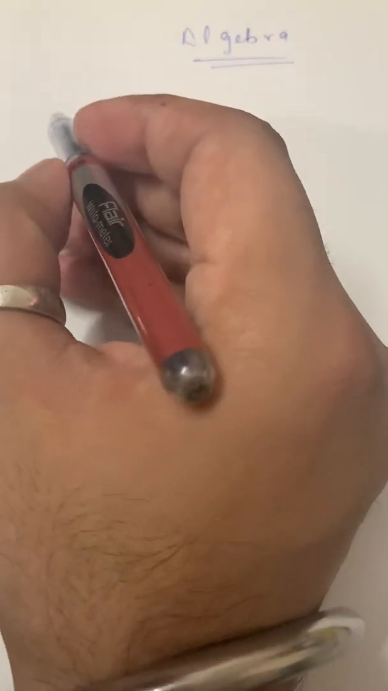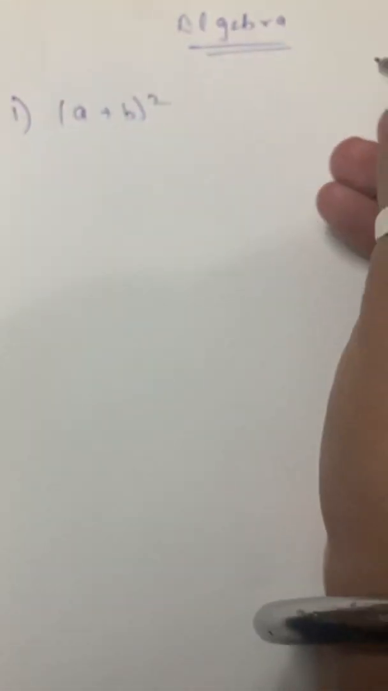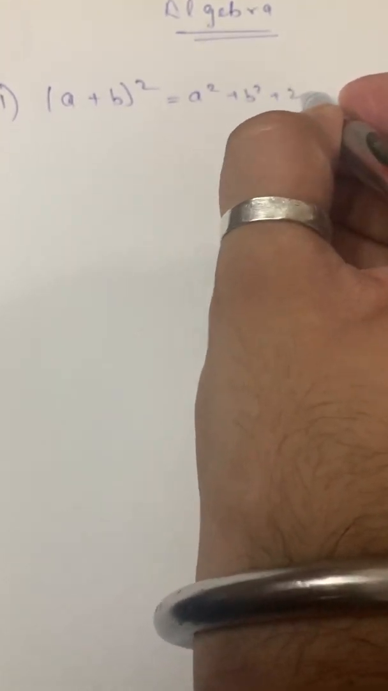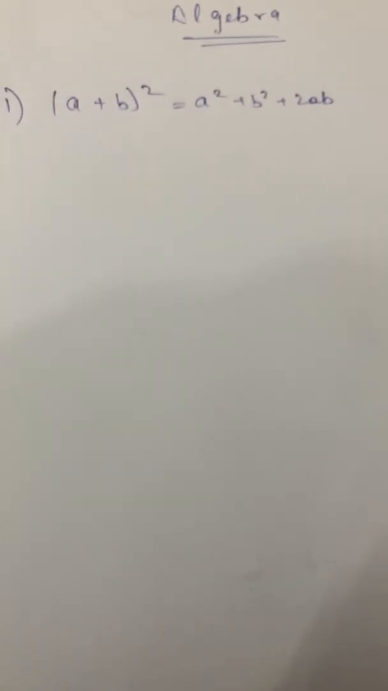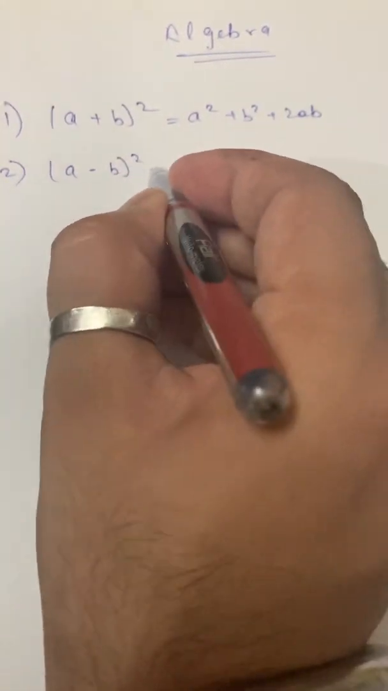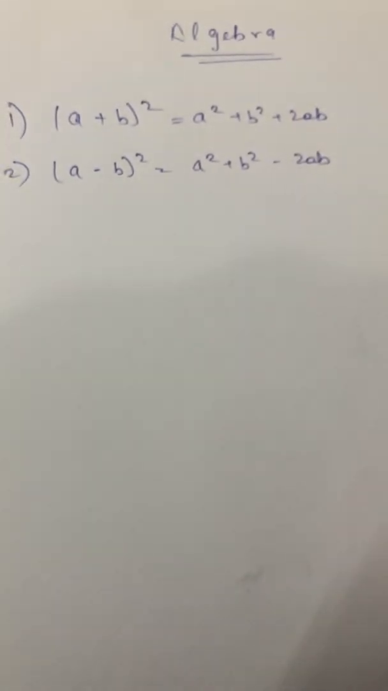The first identity, which you all might be aware of, is (a plus b) whole square, that is equal to a square plus b square plus 2ab, right? You all know this. Second is (a minus b) whole square, that is equal to a square plus b square minus 2ab. Write down the formulas along with me.